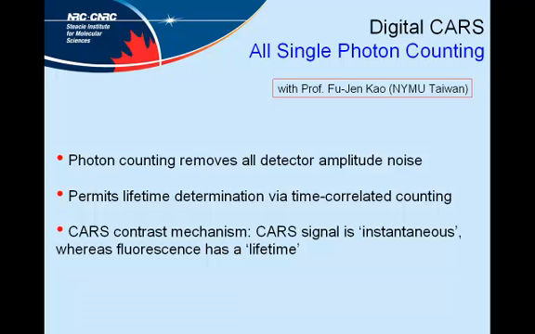And so this is what we did, and it also actually gives you another contrast mechanism, because on the electronic time scale, CARS is instantaneous, whereas fluorescence always has a lifetime. So anything that arrives after time 0 in your instrument response function cannot be a CARS signal. So it gives you another, almost for free, contrast mechanism for CARS microscopy.